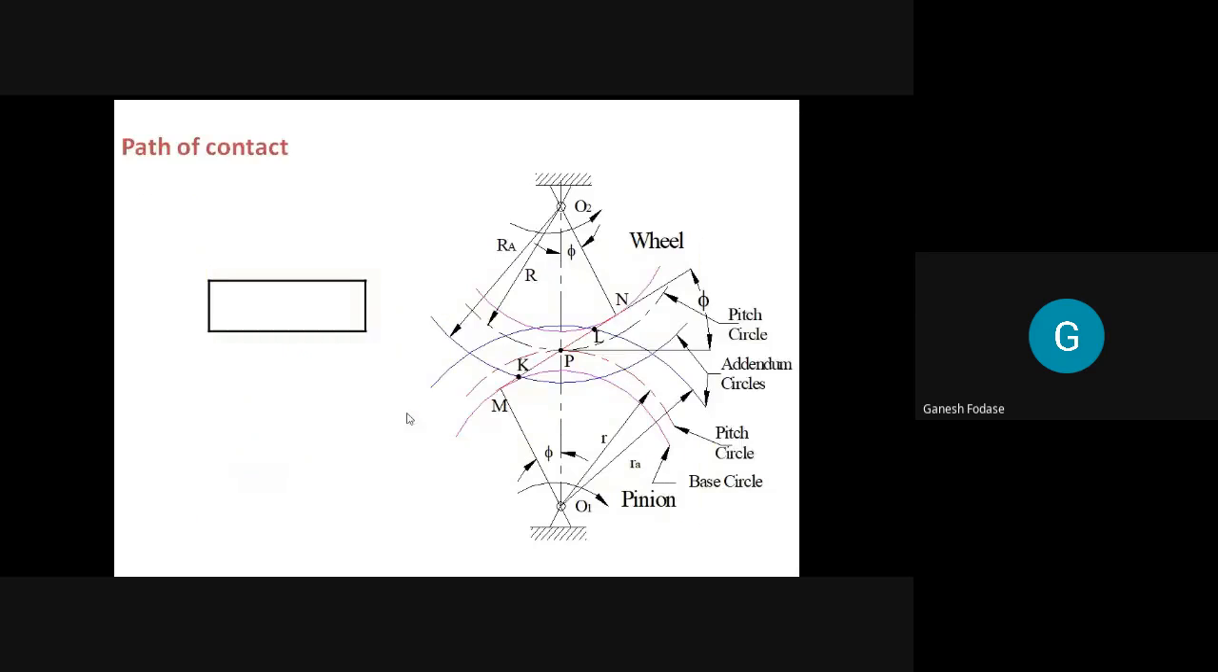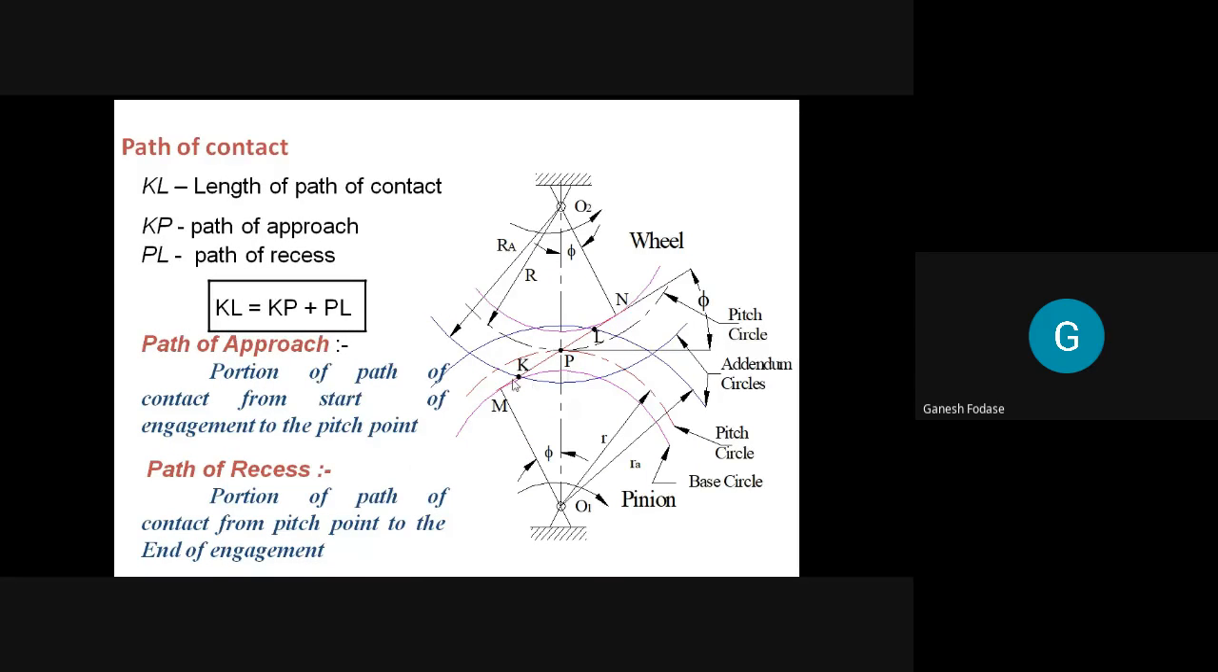The same animation. We have to go for derivation of this. So KL is nothing but path of contact. It is addition of KP plus PL. So KP is path of approach and PL is path of recess. The portion of the path of contact from start to pitch point is called path of approach, while the portion from pitch point, that is P, to L, the end of engagement, is called path of recess. So approach is nothing but start of engagement to pitch point, while recess is nothing but pitch point to end of engagement. We'll define here what is path of approach and what is path of recess.